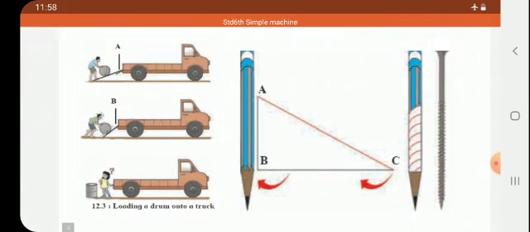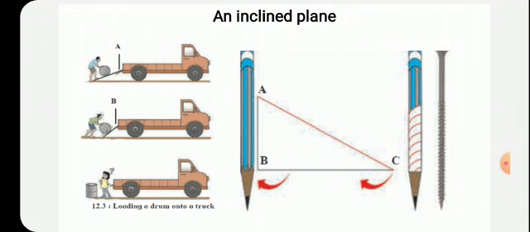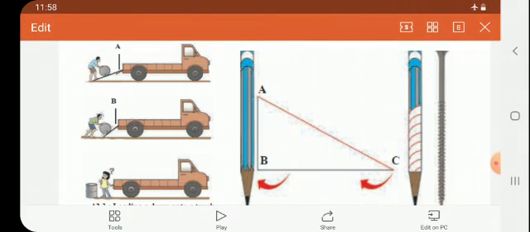We can say that the screw, this nail with a groove, is also a simple machine. It is said to be an inclined plane. How can it be? For that you can perform a small activity. Take a white paper ABC in a triangular way, a right angle triangle. Mark the line AC, which is an inclined one, with a red pen.